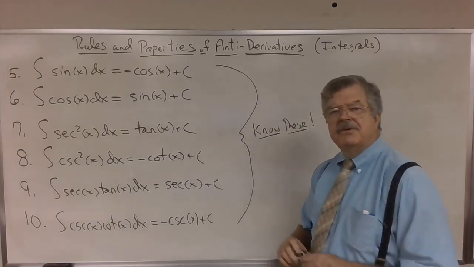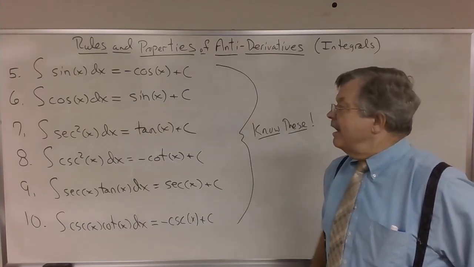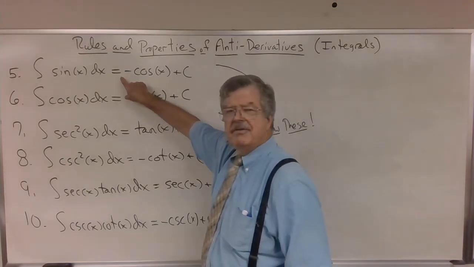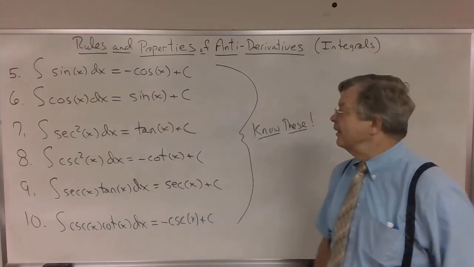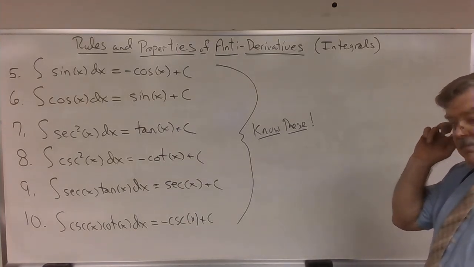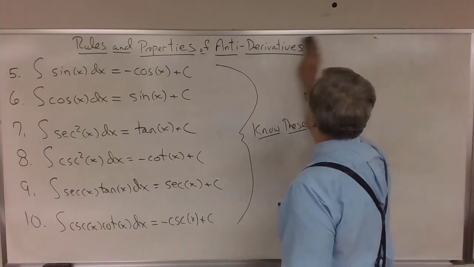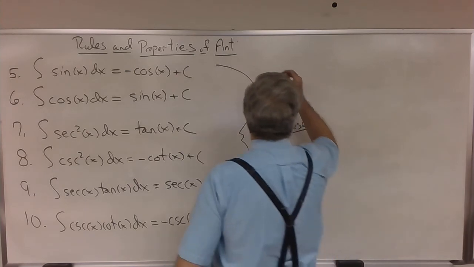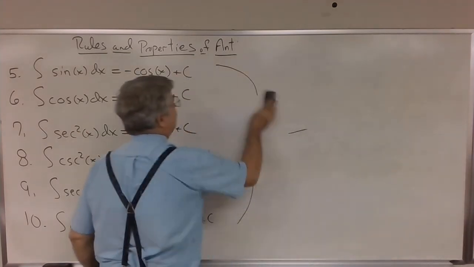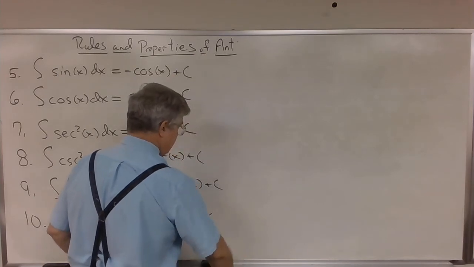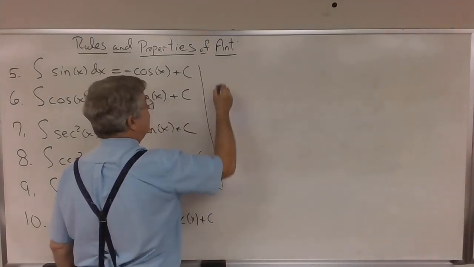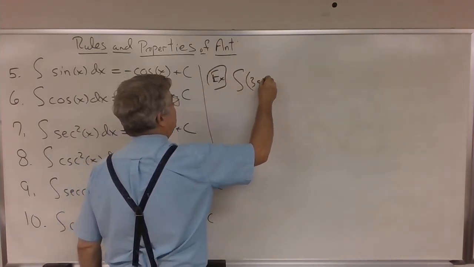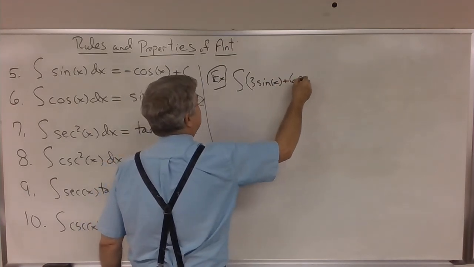If you're doing Cal 2, you're going to have to know these. For the final exam, make sure you know antiderivatives of sine and cosine for sure. And let's do an example or two. Antiderivative of 3 sine x plus 6 cosine of x.